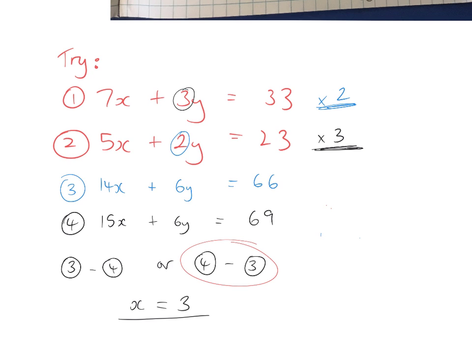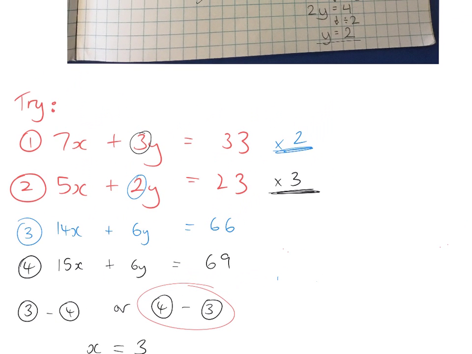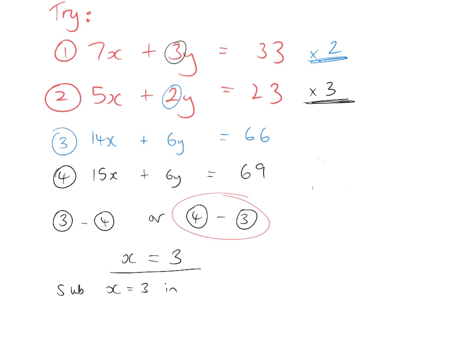I would now sub my value for x, so sub x equals 3, in one of the original equations. I always choose a number with smaller answers or smaller coefficients in it, and definitely no negatives. Okay, so I'm going to choose 2. So sub x equals 3 in 2. So we get 5x, so that's 5 times 3, plus 2y is equal to 23.